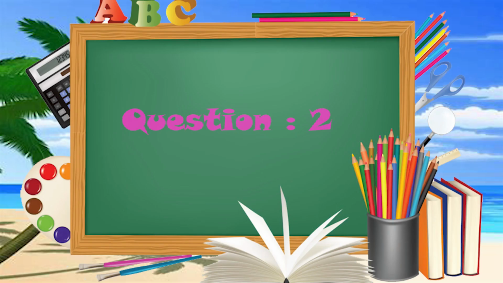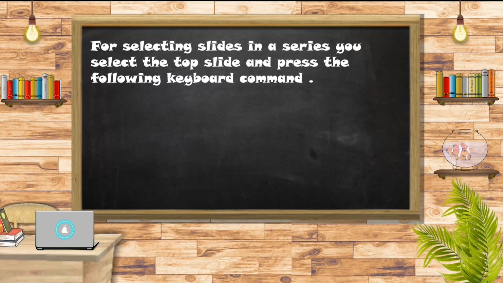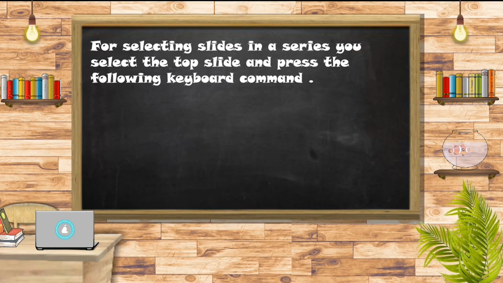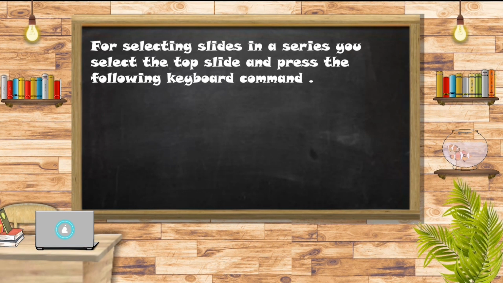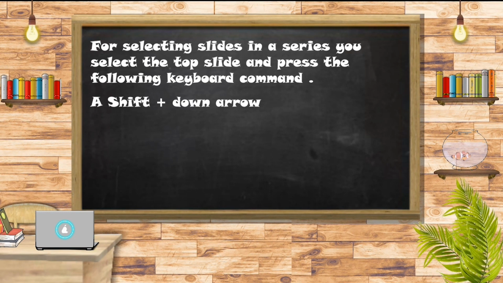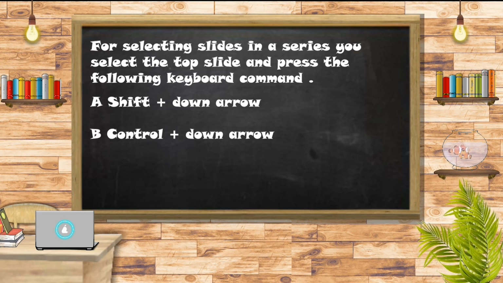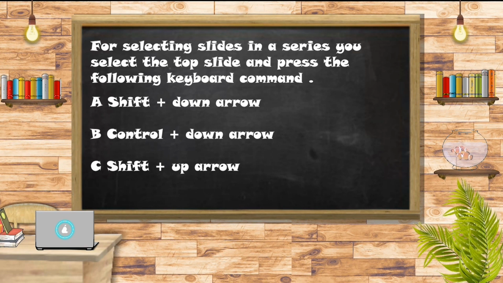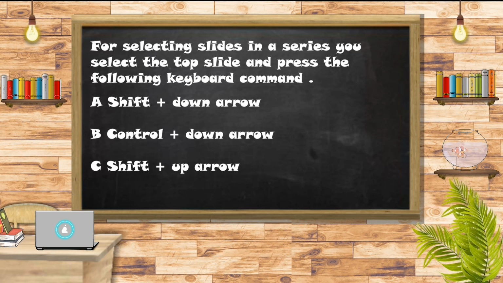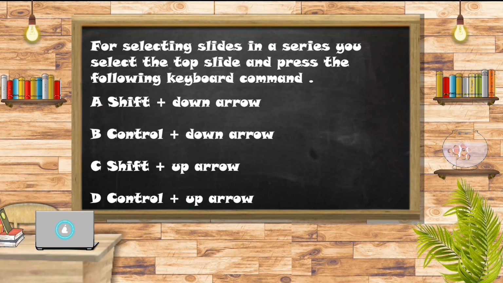Question 2. For selecting slides in a series, you select the top slide and press the following command. A. Shift down arrow. B. Control down arrow. C. Shift up arrow. D. Control up arrow.